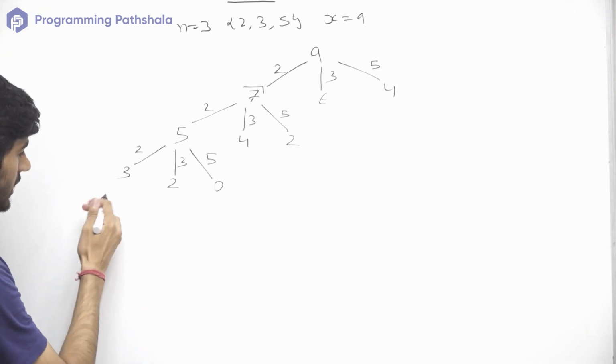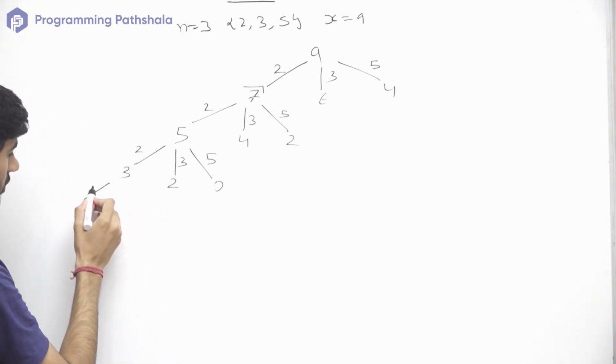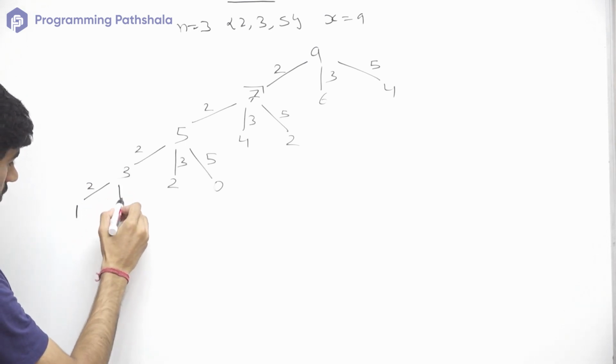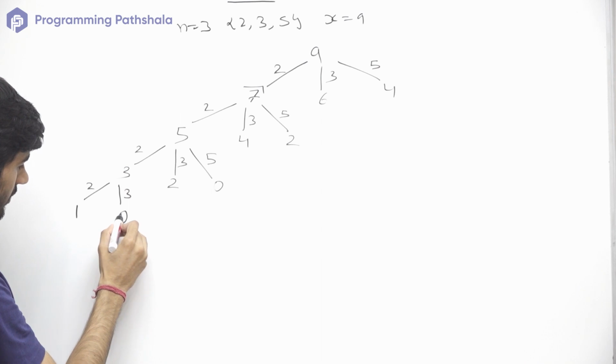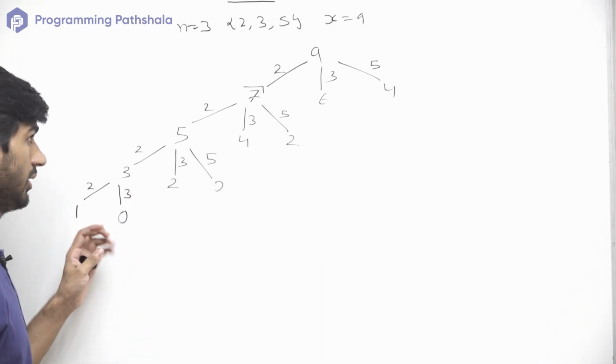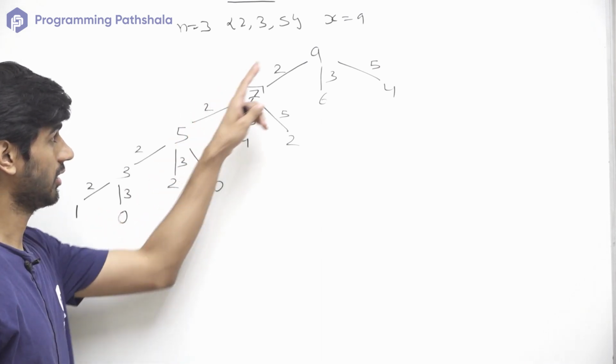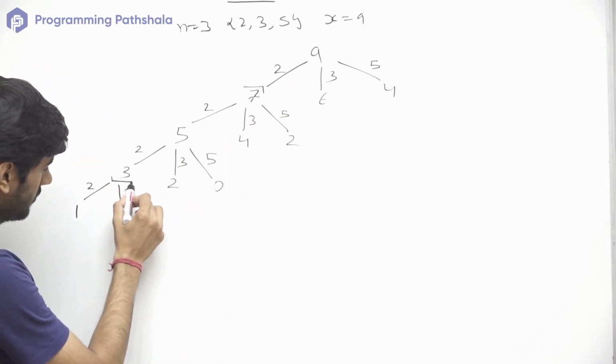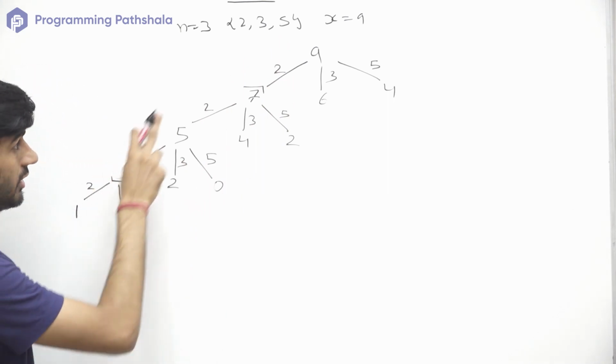Okay, now for 3 again we have 3 options. We can either pick a coin with value 2, in that case the remaining value will be 1. Or we can pick a coin with value 3, in that case the remaining value will be 0, right? Now we have an option to pick a coin with value 5. But we require a sum which is 3, which is smaller than 5, right?